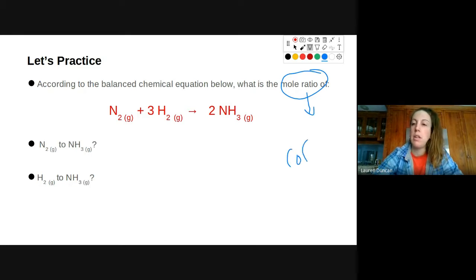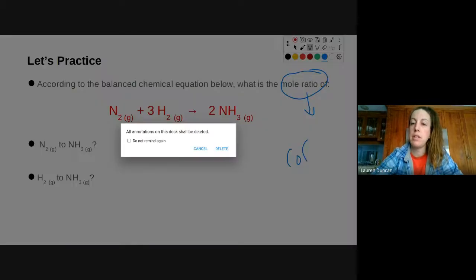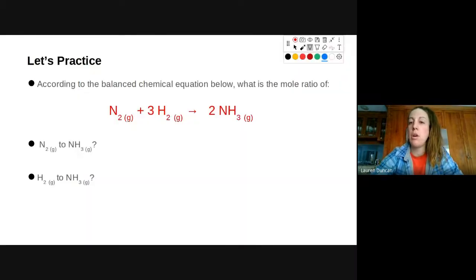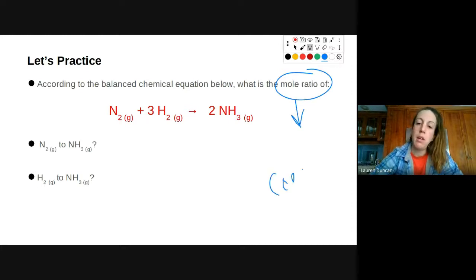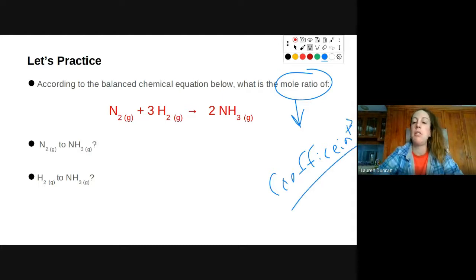Oh man, the coefficients. This is a lot of work to fix this. You know what I'm trying to say here, right? The mole ratios come from the coefficients. I hate not having a stylus. Coefficients from the balanced chemical equation.